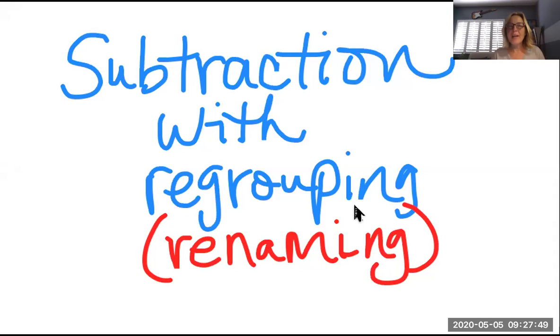Welcome back, fourth grade. Today we're going to work on subtraction and subtraction with regrouping. Now, our book calls it renaming. I think we tend to say regrouping, but it means the same thing. So go ahead and title your page today in your note-taking, subtraction with regrouping, and let's get started.